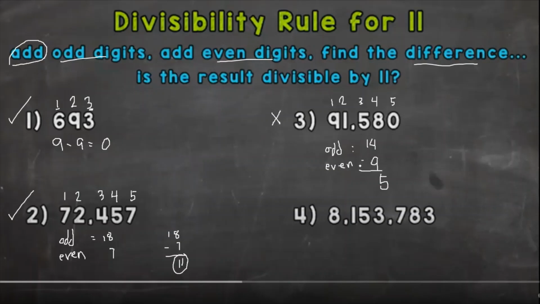Okay, now let us proceed to our last example, and that is number 4. So for number 4, we have 8,153,783. Now let us number our digits here. We have here 1, 2, 3, 4, 5, 6, and 7. Okay, now this time, let us add all the odd digits, and of course, the even digits.